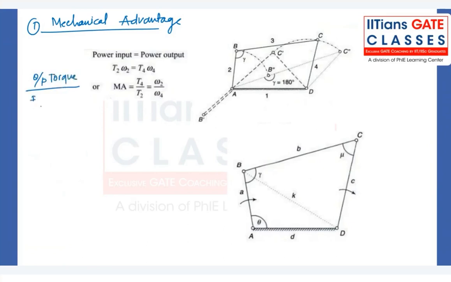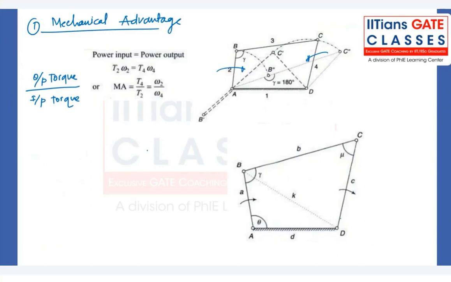Okay, we know whatever power we are giving as input will give a similar output power. So what is power? Power is equal to torque into omega. So T2 into omega 2. For example, in this mechanism, T2 is the input link and T4 is the output link. So if you do the motion like this, link 4 will turn like this, and T2 omega 2 is the input power, and T4 omega 4 is the output power.